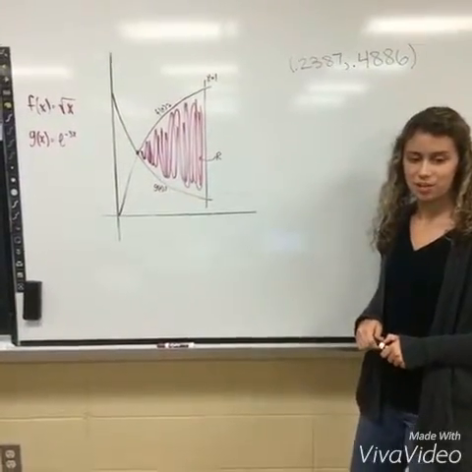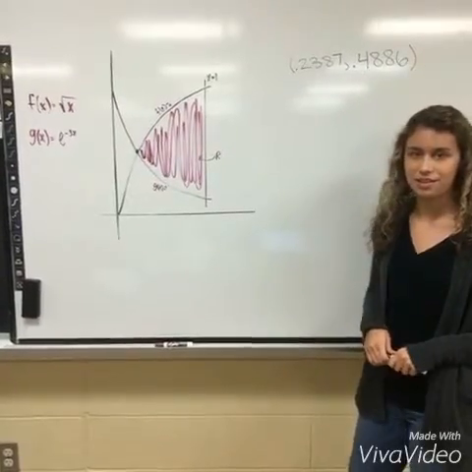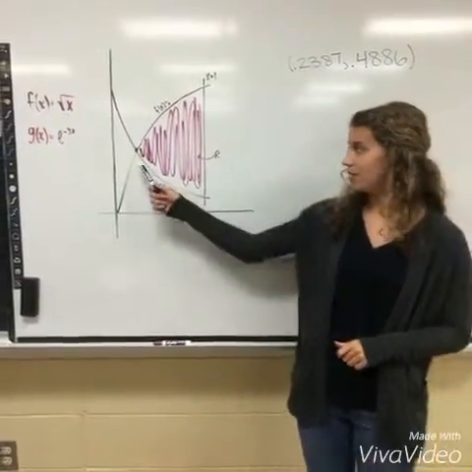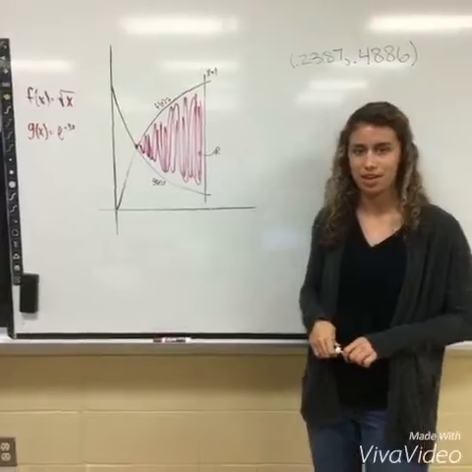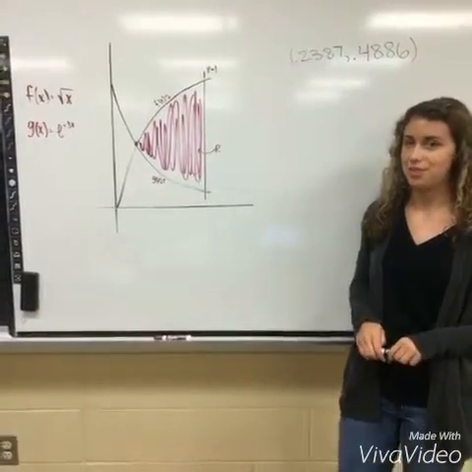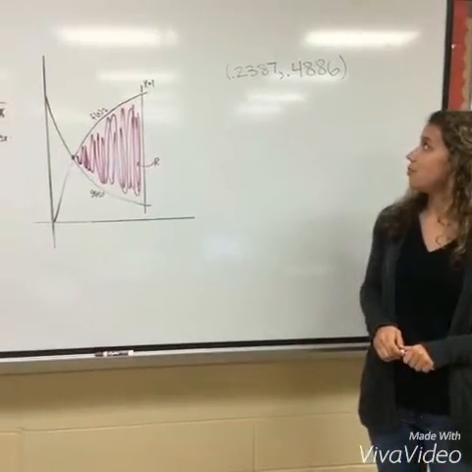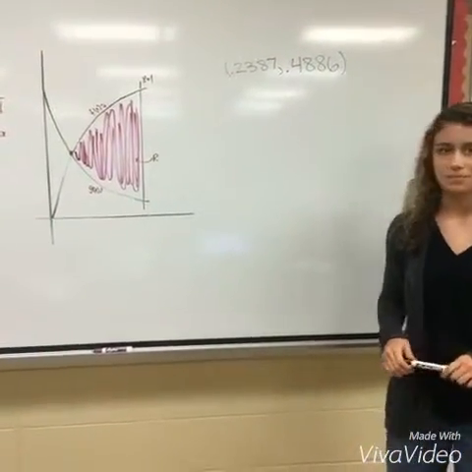The functions given by the problem are y equals the square root of x and y equals e to the negative 3x. The first step is to find the point of intersection, and you can do that by plugging f of x into y1, g of x into y2, and finding where the points meet. The point of intersection is (0.2387, 0.4886).